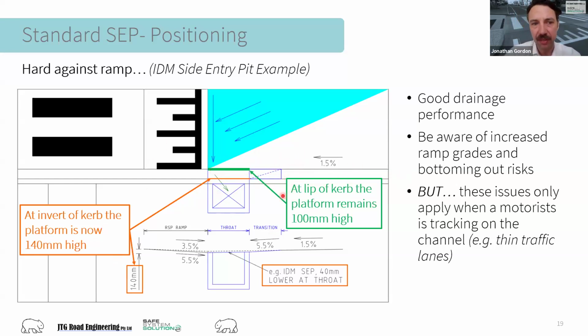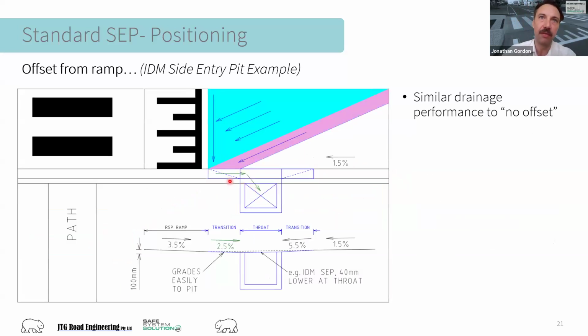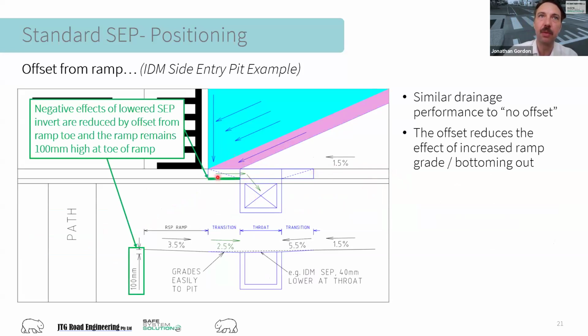Moving along though, I'll use a similar image for another example of our offset pit, which is offset by one transition length. For this scenario, by the time that we're back at the ramp toe, we're back at the 100 millimeter high system. And yes, looking at our elevation here, perhaps a tyre sitting down in this location is still feeling a slightly higher ramp, but this has eased it for us and has relaxed the issue for concerns about bottoming out or changes in ramp and platform heights.